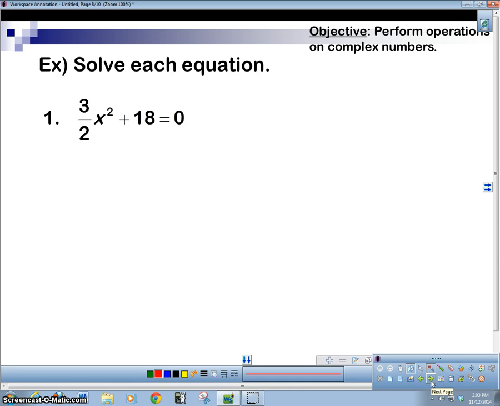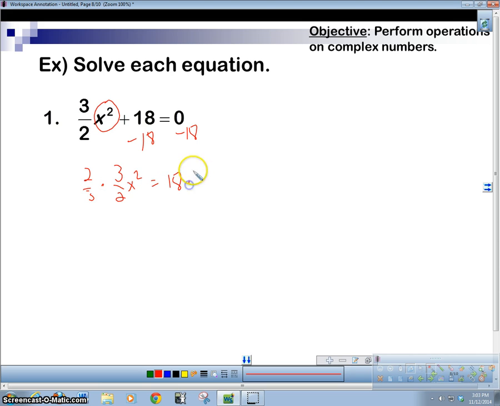Okay, so now what do you have to do if you have to solve an equation? Well, if we have to solve a quadratic, what we're going to do is solve for the x squared part first. So we're going to subtract 18. This is just like if you're solving a linear equation. Okay, and then we're going to multiply or divide by 3 halves, so we're multiplying by 2/3. Okay, we're dealing with a fraction here.